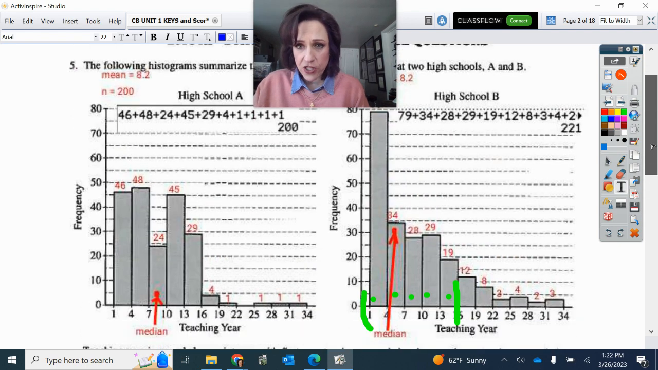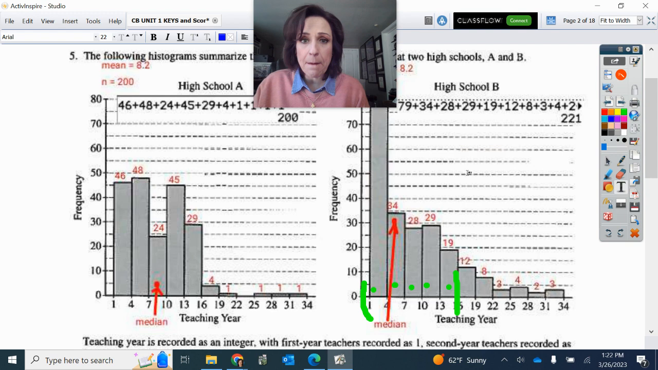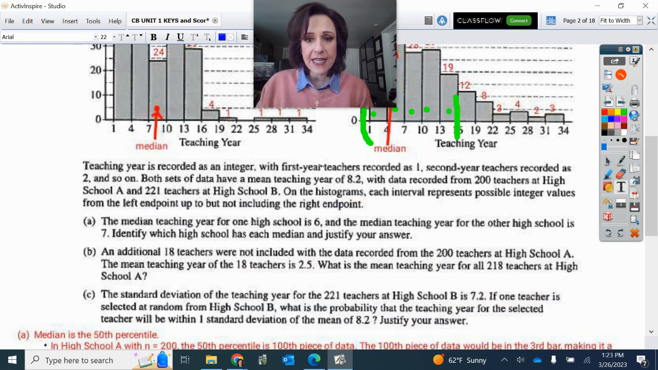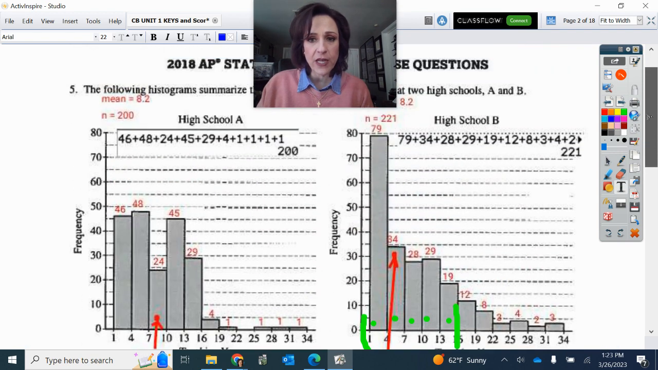So the first question: they did have the same mean of 8.2. High school A had a slightly smaller group, 200 teachers. High school B had 221 teachers. Now, they said a median for one of these high schools is 6, a median for the other is 7, which one's which, and justify your answer. And it says there, justify your answer, so that's critical to getting your credit here.